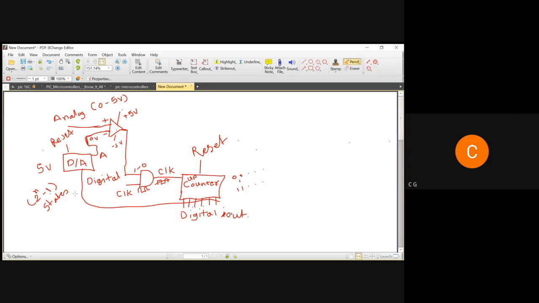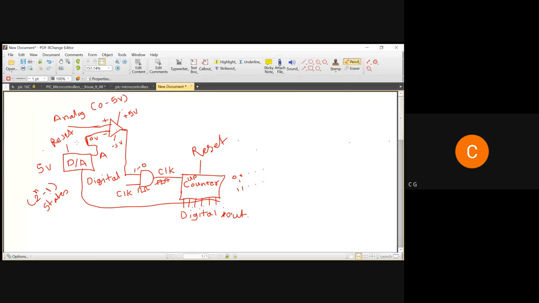Also when the counter stops, the same data is here, so this value will be held in this circuitry, as long as this analog value changes and these two pins are reset. So this will be the output. This is a kind of operation of the analog to digital converter. This is the A to D converter.